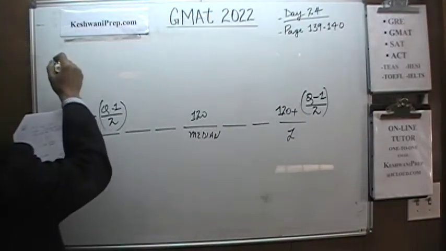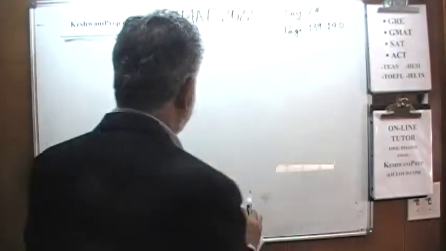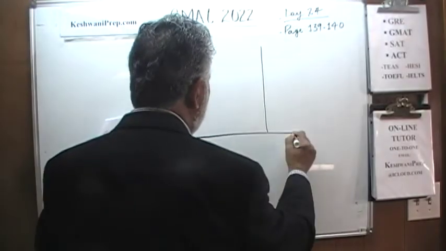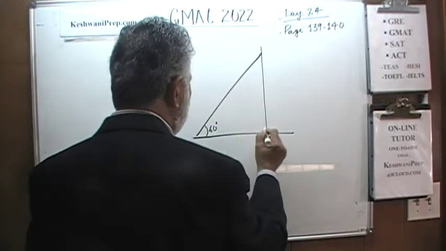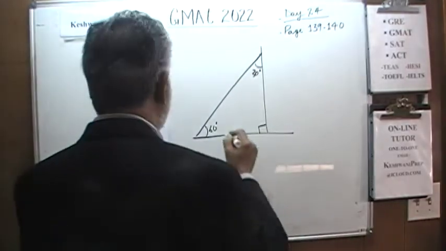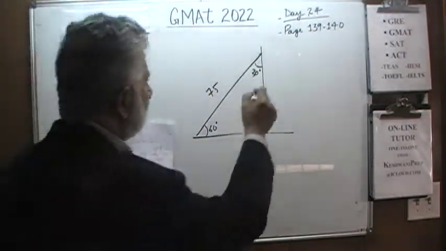174. In 174 we have, well, let's just erase this so I can actually draw the diagram. We are told that we have a ladder that is leaning against the wall at 60 degree angle. Of course, this is 90, and therefore this must be 30. We are told that the ladder is 75 feet. The question is, how high is the ladder?